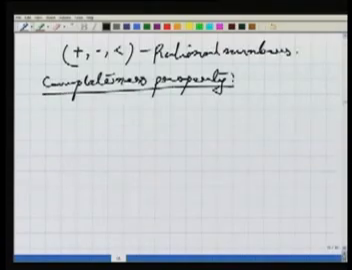Well, what is the completeness property? Notice that we have not really constructed the set of real numbers. We have just assumed that some such thing exists. If that is the case, I cannot really deduce what the completeness property is, so I would like to throw it in as an axiom. That means you have to just assume it.